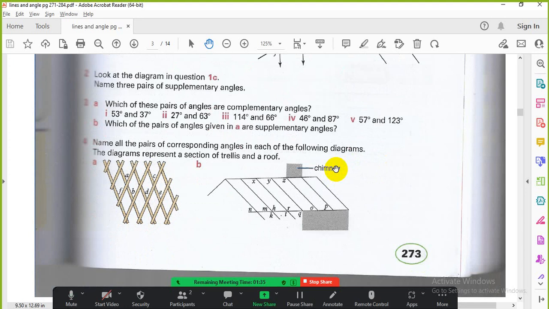N and M, okay. P and Q. Or no, P and Q will not come. P and O. H and R. Then you can say Y and Q. Then X and T.